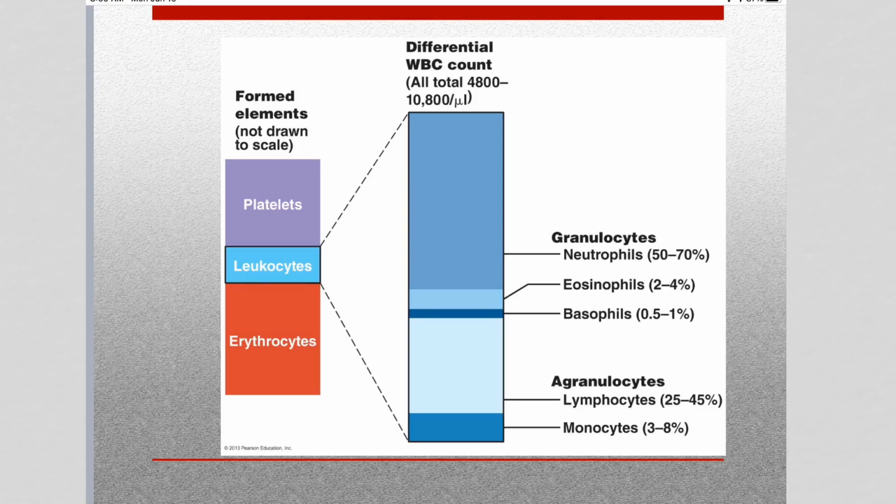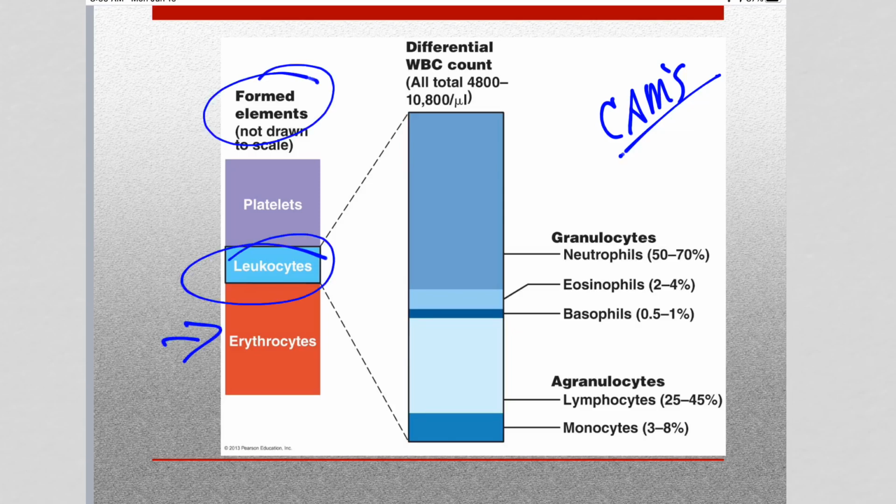They are signaled by what we call CAMs, or cell adhesive molecules, and those are kind of like little flags, and they say, okay, this is where you need to exit into the tissues and come out here and do your job. So we've looked at the formed elements, we've talked about the erythrocytes, now we're looking at the leukocytes.